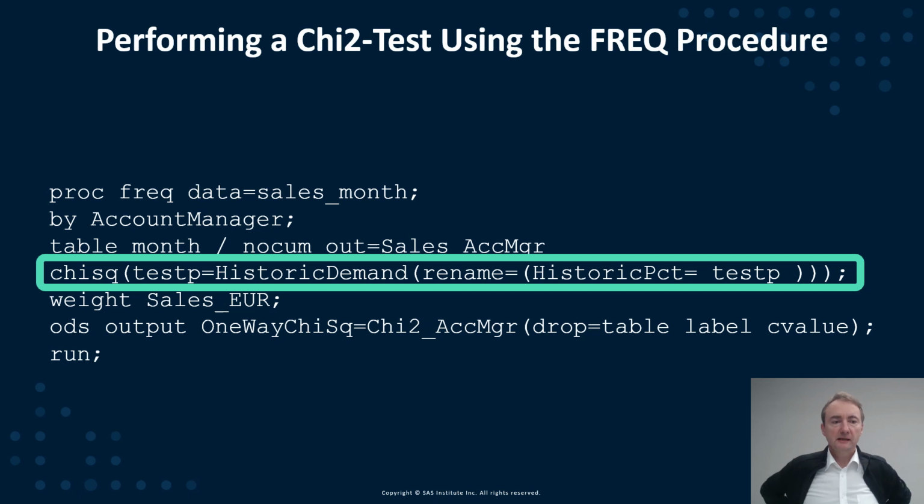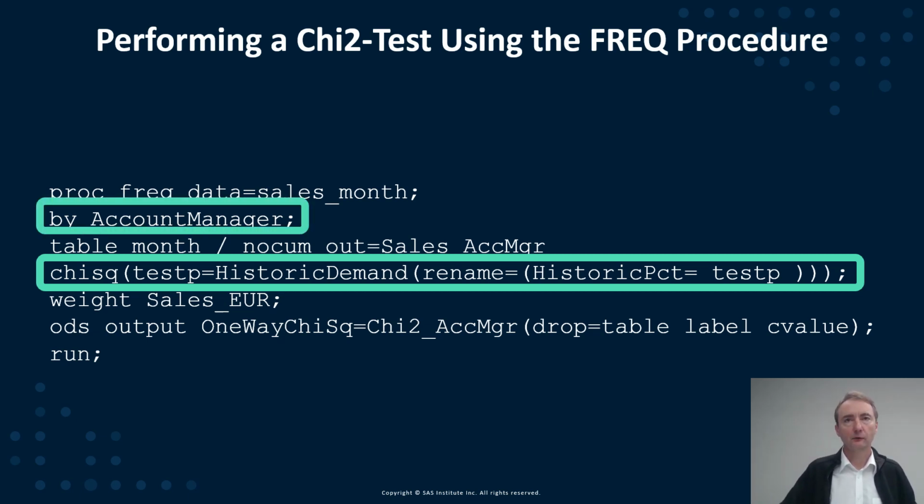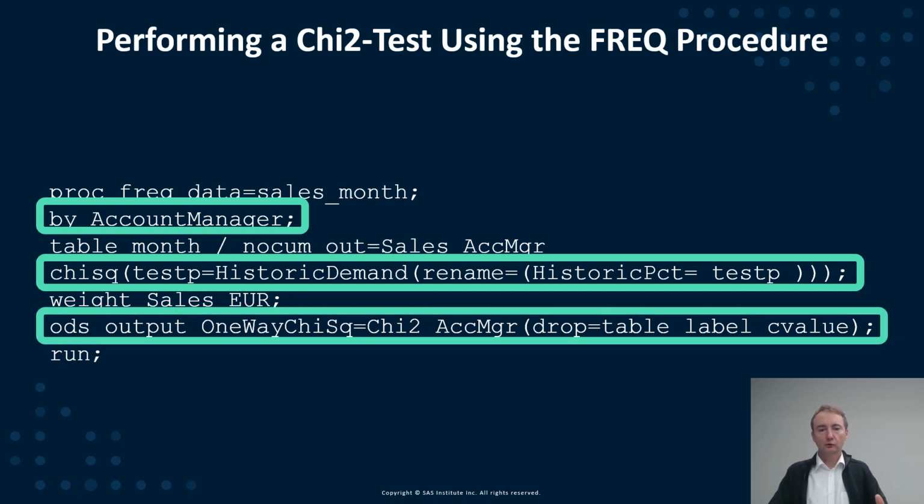This means that we specify we would like to run a chi-square test here and take as comparison data, or as pattern data, the historic demand which has been observed, and now analyze this for every account manager. So we run the procedure by account manager to get this analysis in more detail. As an output, we say we would like to output a table which we call chi-square, where we put the chi-square values in. So we run this procedure not to view the data, but to get an output table which can be used later for further analysis.